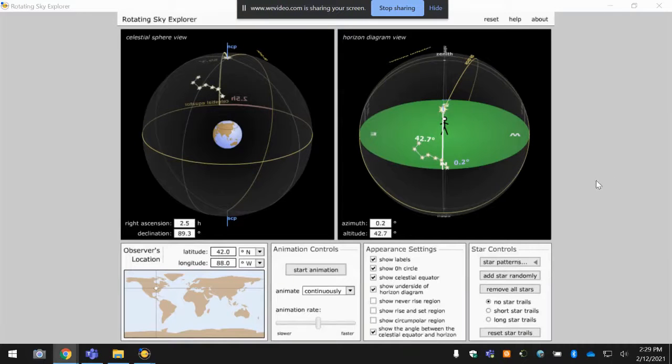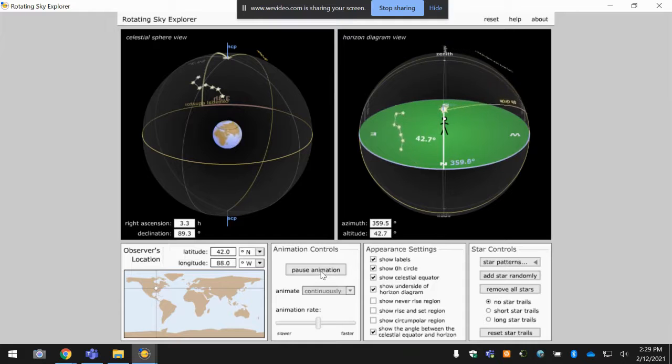Okay, everyone, I have the rotating sky explorer for questions 17 through 24. We are at Geneva, the first column. Number 17 asks the altitude of Polaris. And that altitude is 42.7. Number 17.